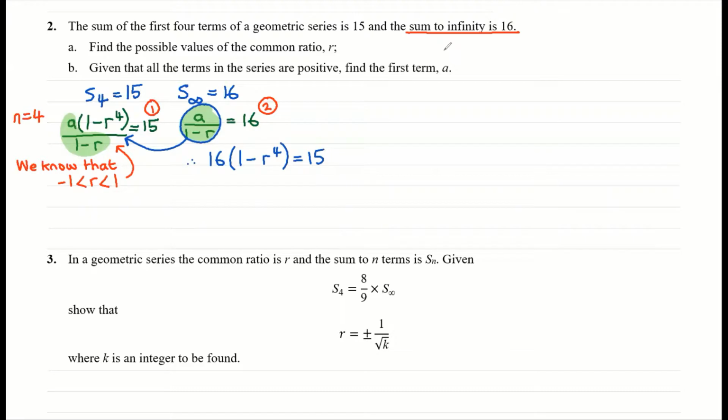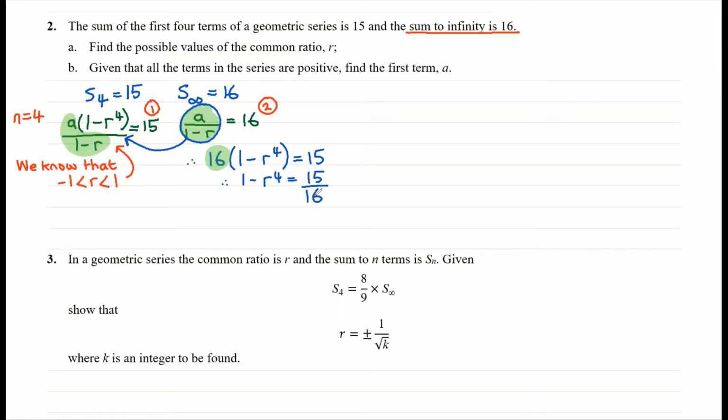And I'll highlight it in green again. So this is what I've replaced. Okay, I've replaced a over 1 subtract r with 16. So this is just equation 1 rewritten. Notice that this has eliminated a. So I can now divide by 16, or you can expand it. It's up to you. So therefore, 1 subtract r to the power 4 is equal to 15 over 16.